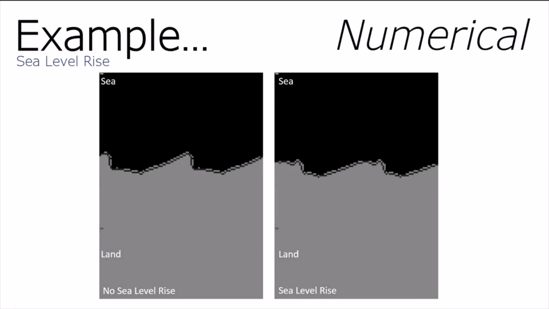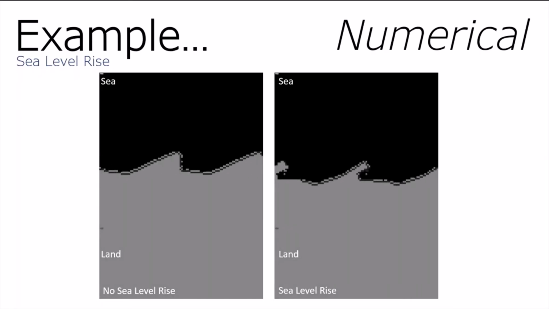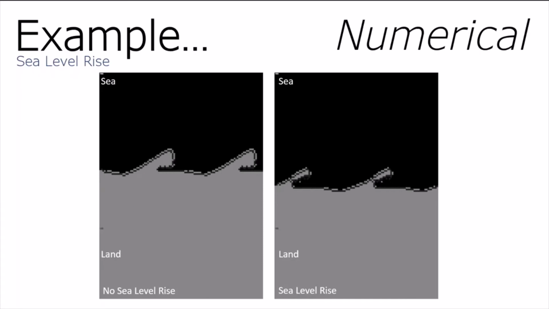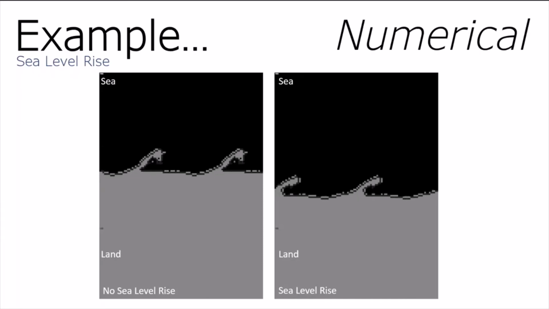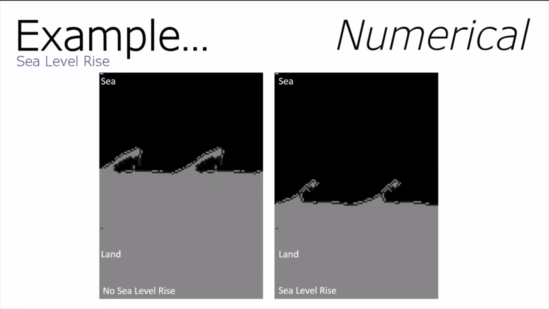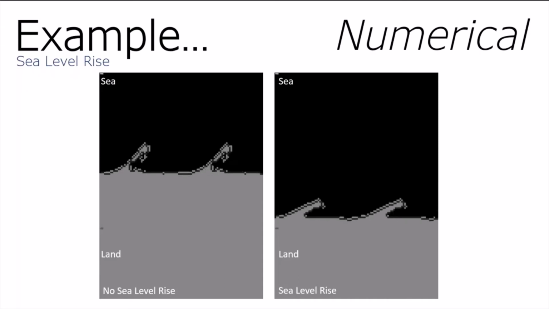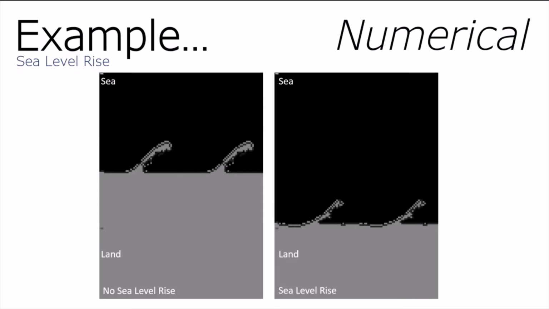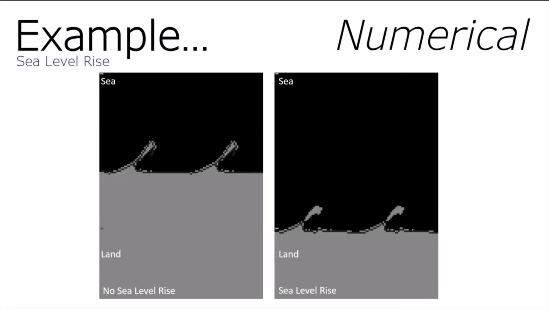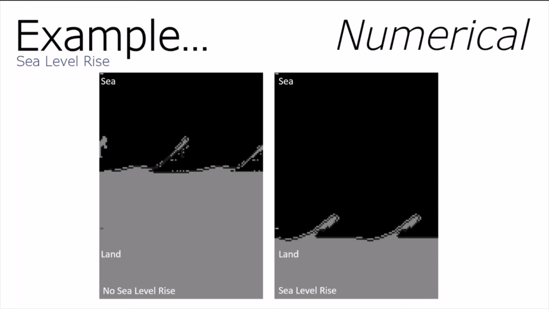So as the simulation runs now, we can see that spits are created along the shoreline. They translate longshore due to that process of longshore sediment transport that we talked about previously. In the image on the right, we not only see the formation of these spits and their translation longshore, but we also see the shoreline moving backwards due to sea level rise. So this is a numerical way of representing that change in the coastal profile due to sea level rise.